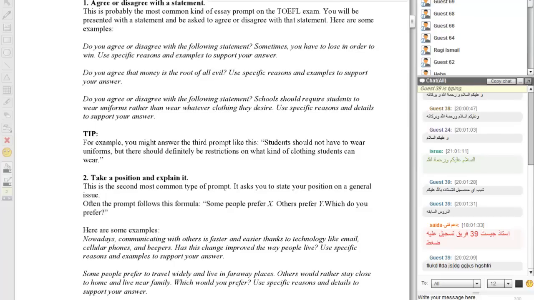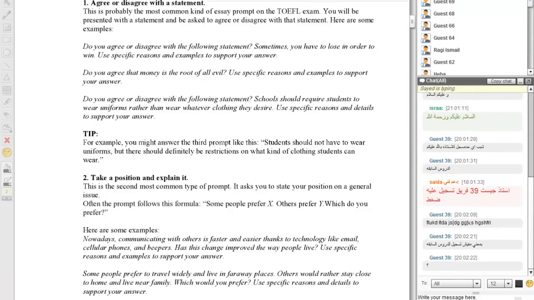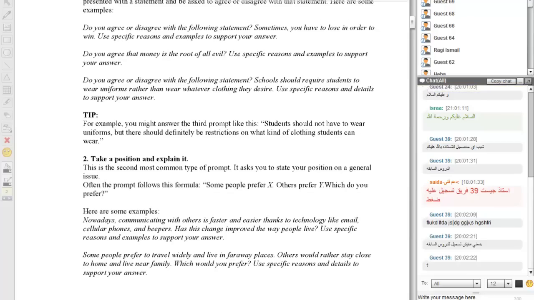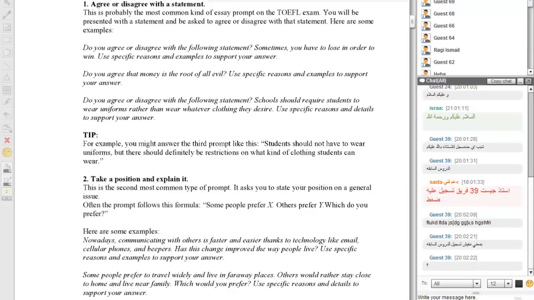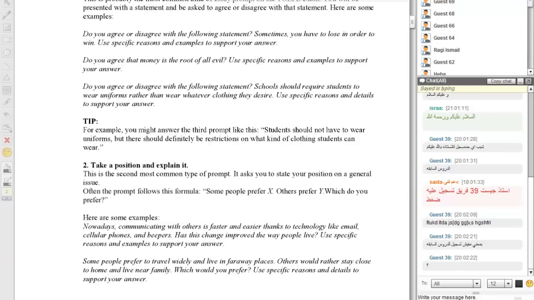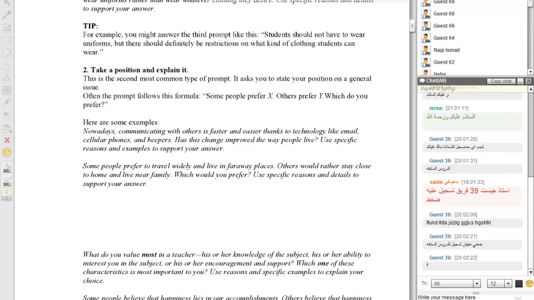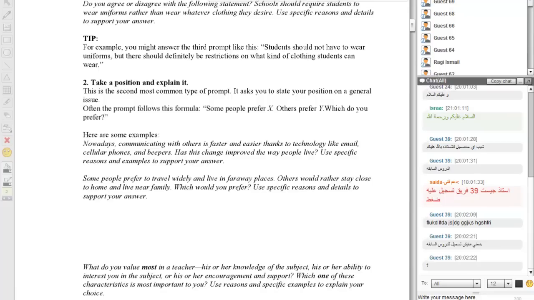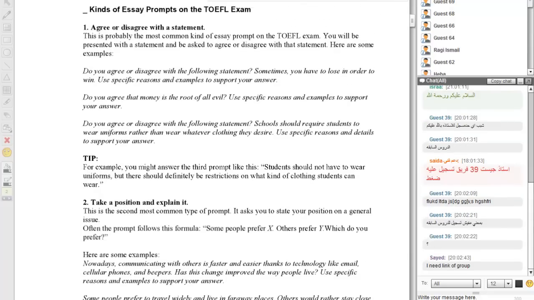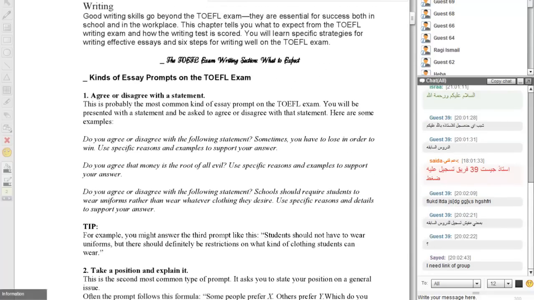We said that sometimes we have agreement or disagreement with the statement. The prompt is the head of your question, okay? So you are going to agree with this prompt or this head, or disagree with this head. And we said that you take a position and explain it.